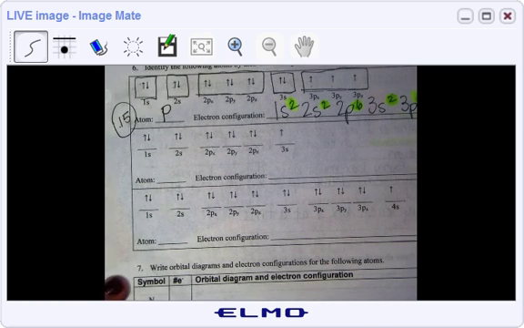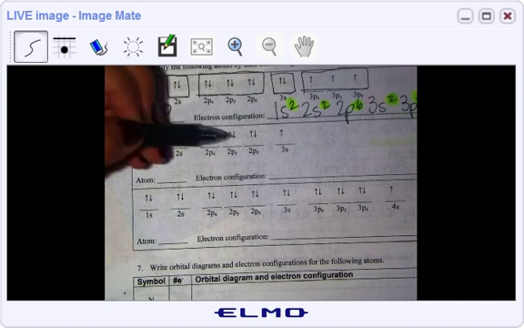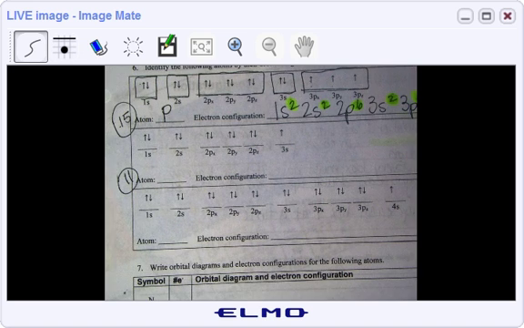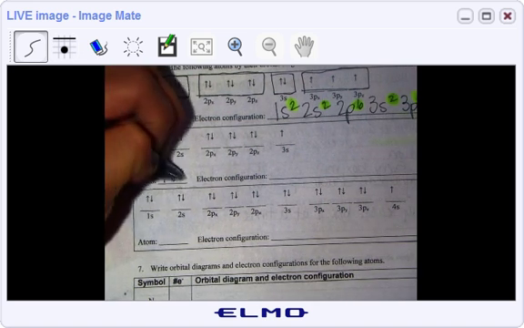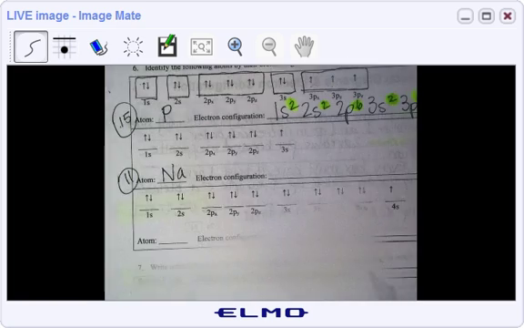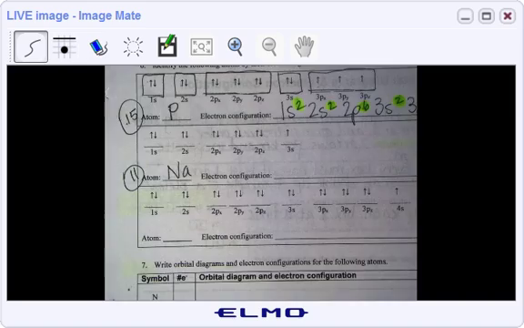Okay, so step 1, count the arrows to figure out what atomic number this is. 1, 2, 3, 4, 5, 6, 7, 8, 9, 10, 11. There's 11 electrons. What we've learned so far is that's going to be the atomic number, which is Na. We're not going to use our cheat sheet this time. We're going to use our periodic table because this is what you're going to be using on the exam.